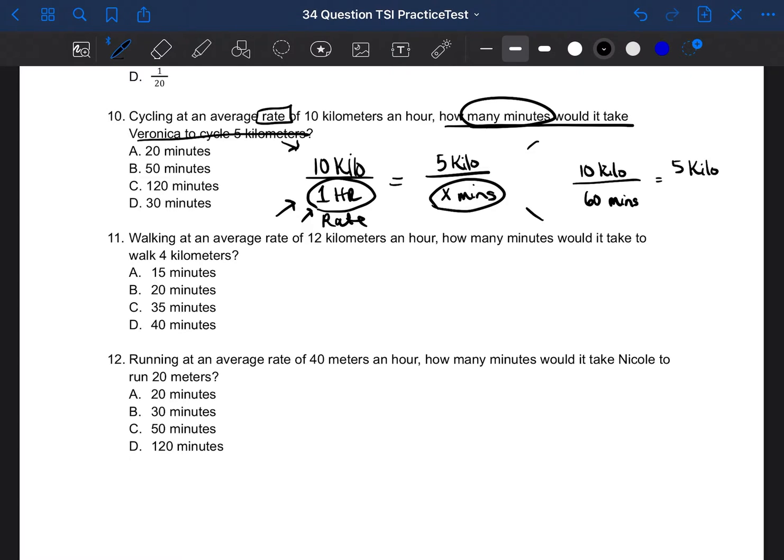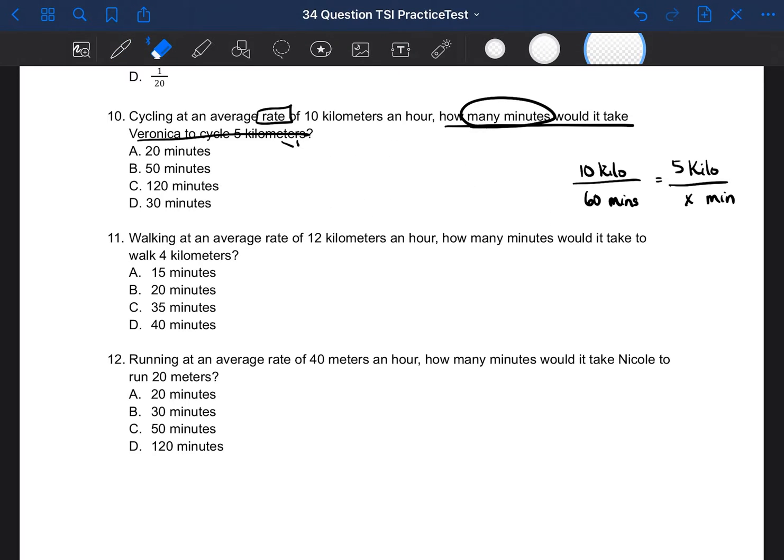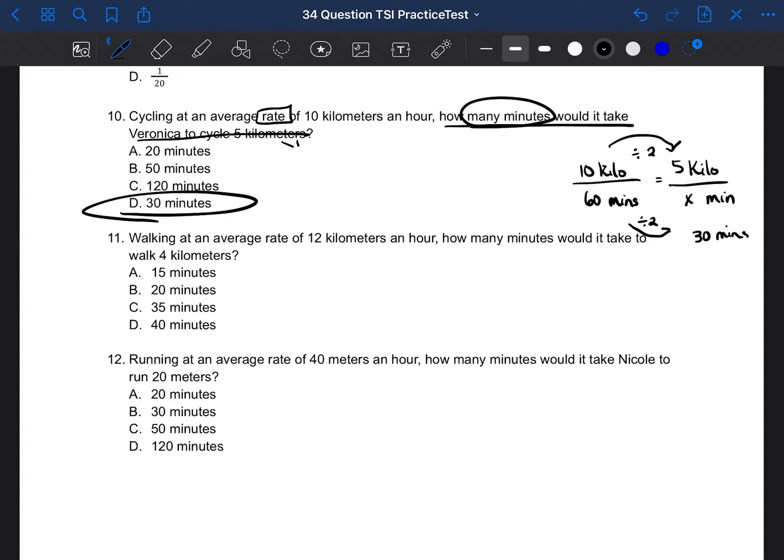So now we have a proportion where there's minutes on the bottom and kilometers on the top. So we can go ahead and solve it now. So 10 kilometers to 5 kilometers, it goes from a large number to a small number. So what did I do to go from 10 to 5? I divided it by 2. So if I divide the top by 2, I also have to divide the bottom by 2. So 60 divided by 2 would be 30 minutes. So our answer would be 30 minutes.